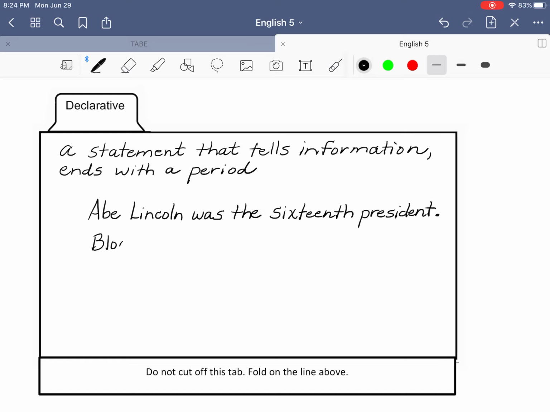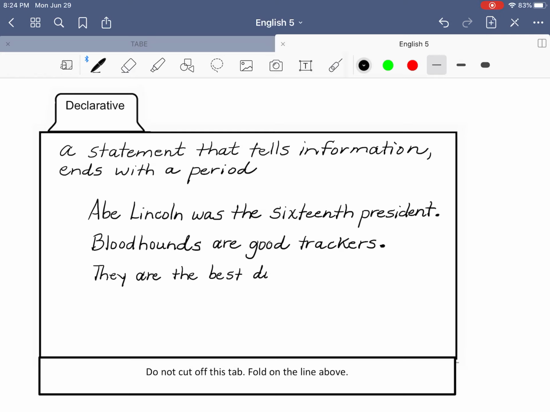Bloodhounds are good trackers. Full stop. They are the best dogs. And I'm throwing this one in here to let you know that it doesn't have to be a statement of fact. It can be a statement of opinion, as long as your sentence is telling something.